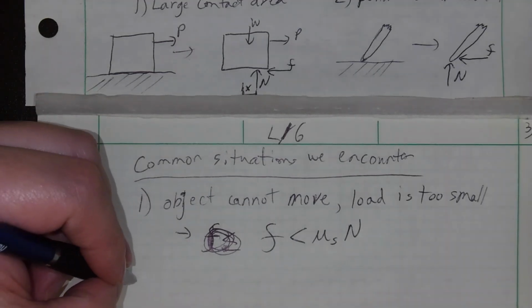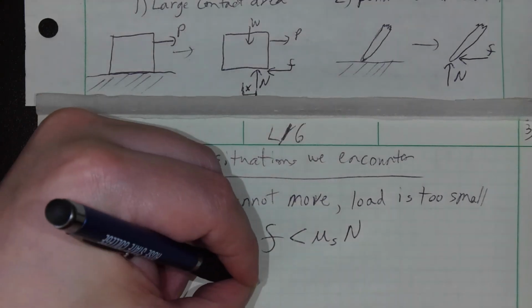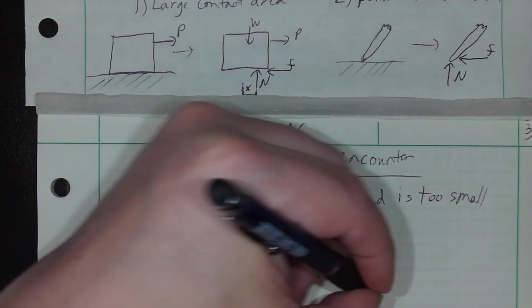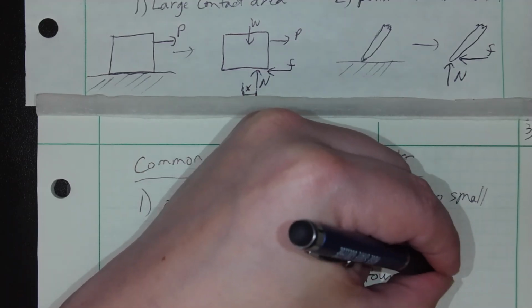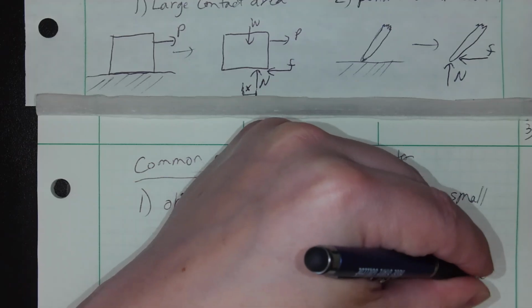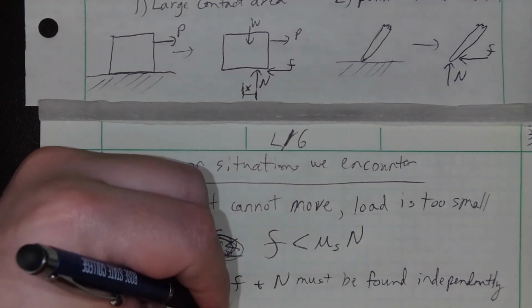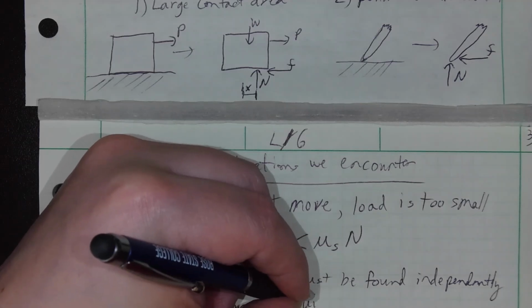Now, the second scenario, right? And so in this scenario, F and N must be found independently, and through equilibrium equations.